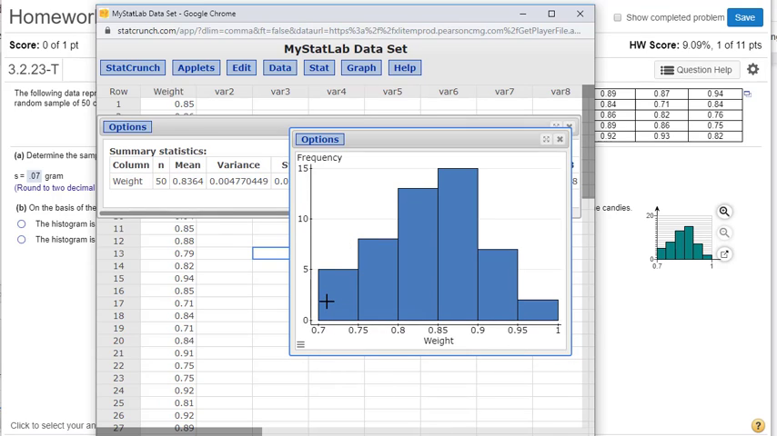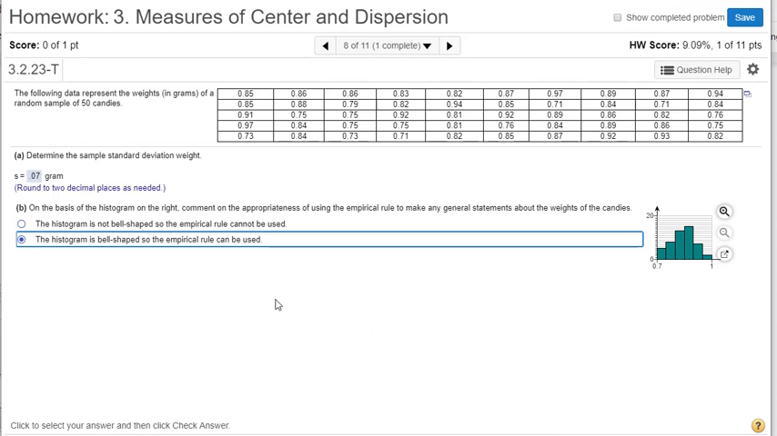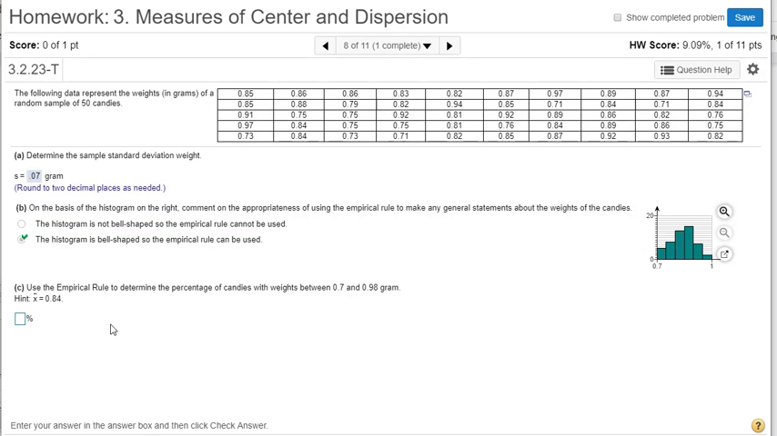So this does look relatively normal, mound shape. So the empirical rule looks like it would apply. It could be a slight skewness here, but we want to have a little bit of tolerance for things like that. So we could say it is bell-shaped, so we can apply the empirical rule, and now it's actually applied.